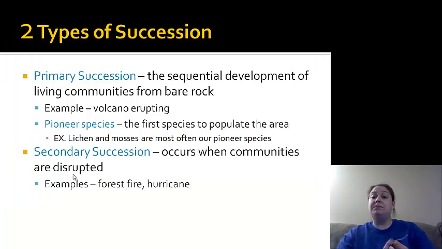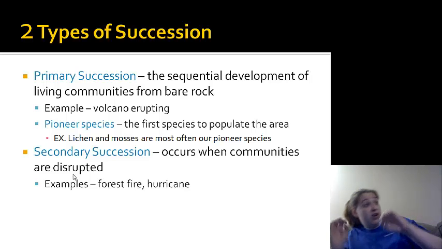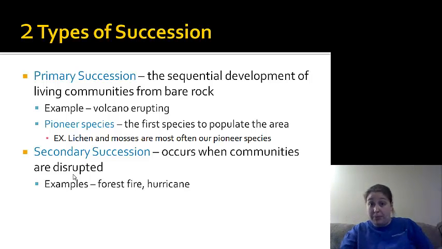Primary succession is a sequential development of living communities from bare rock. So we have bare rock. We have gone out and paved somewhere. We've got bare rock. Or a lava flow has come out and put bare rock. But we have bare rock. Then we have what is known as a pioneer species, which is the first species to populate that bare rock. It's going to be typically lichen or moss that are our pioneer species.